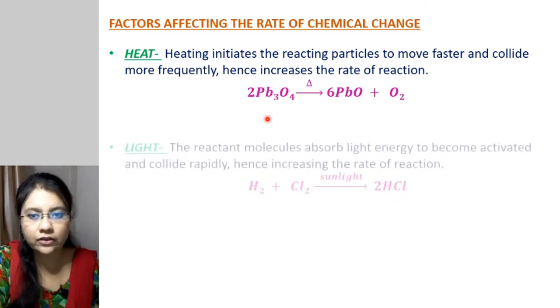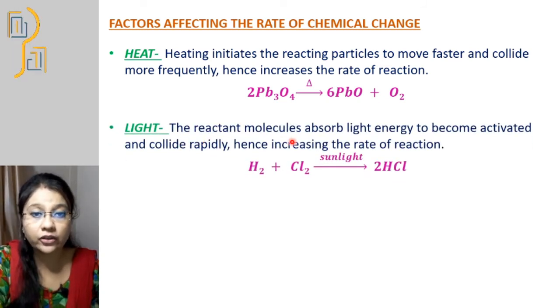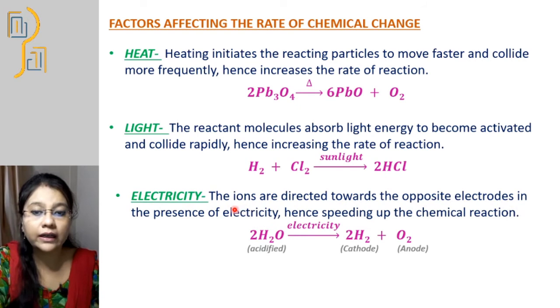The next factor is light. The reactant molecules absorb light energy to become activated and collide rapidly, and hence it increases the rate of reaction. When H2 reacts with Cl2 in the presence of sunlight, it forms 2HCl. The third one is electricity.